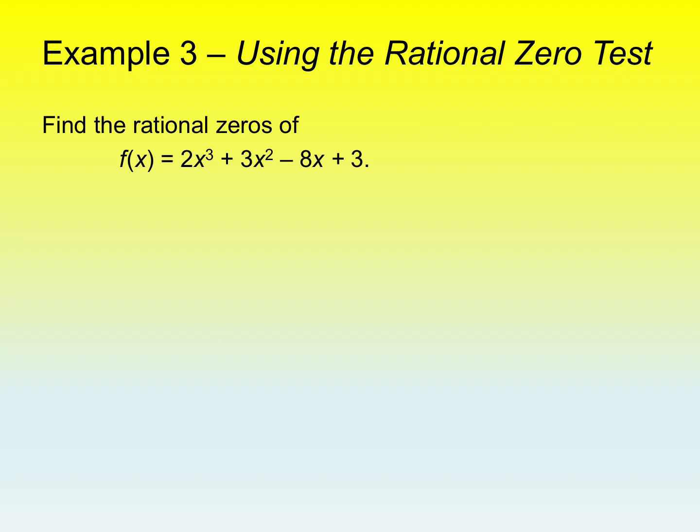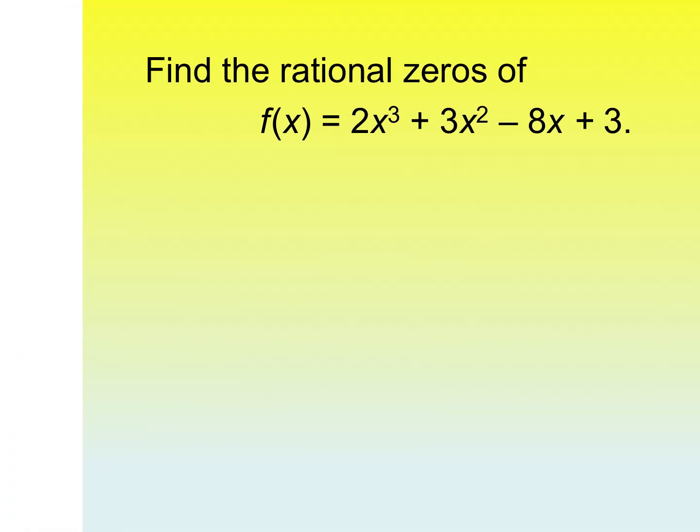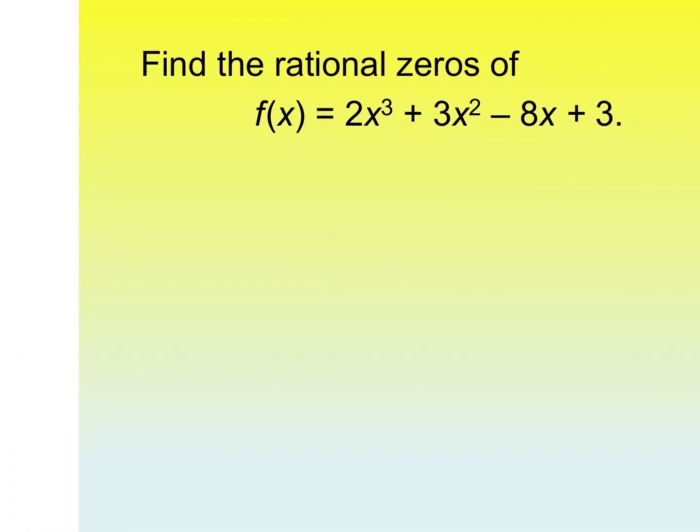Let's do the same with example 3. So here it doesn't factor. You can try to factor by grouping, but it's not going to work out because the insides won't end up being the same. So we're going to use P over Q, our last over first. What are factors of our last term? Plus or minus 1 and 3. Awesome. What are factors of our first term? Plus or minus 1 and 2.